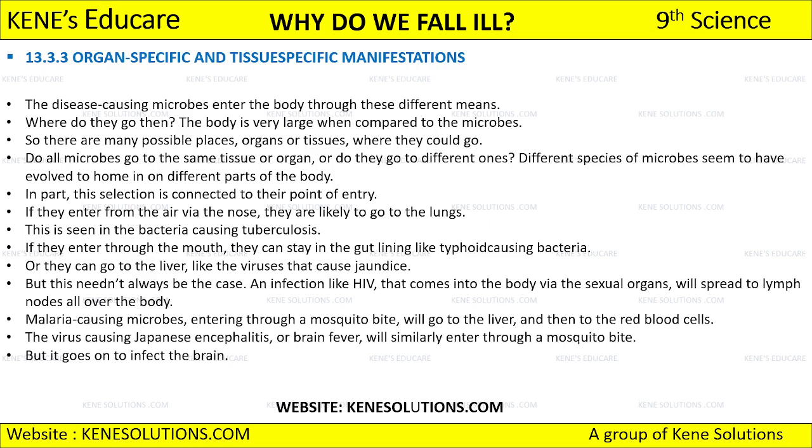They will reach our organ or tissue. So do all microbes go to the same tissue or organ, or do they go to different ones? What do you all think? Over here, different species of microbes seem to have evolved to home in on different parts of the body. How do they evolve? They evolve to home in on different parts of the body, and there is a selection which gets connected to their point of entry. So if they are entering through air, we know that they can enter via the nose, right? And then from the nose they will go to your lungs. In this case, if it is entering your lungs, then it can be a bacteria which can cause tuberculosis, right?